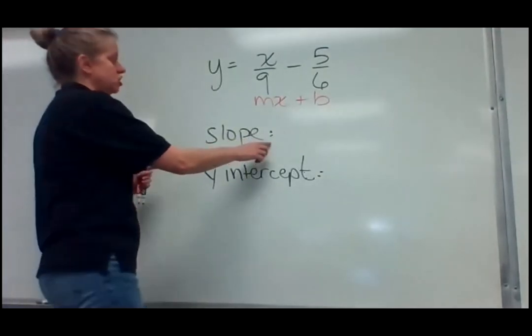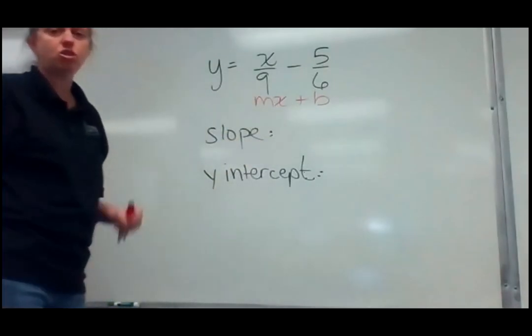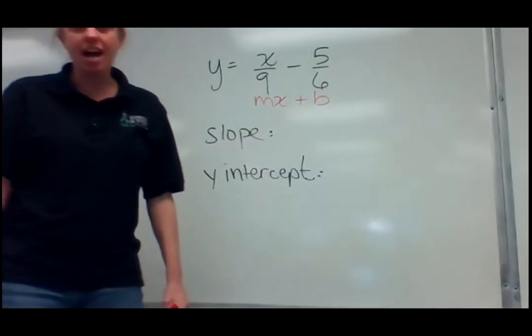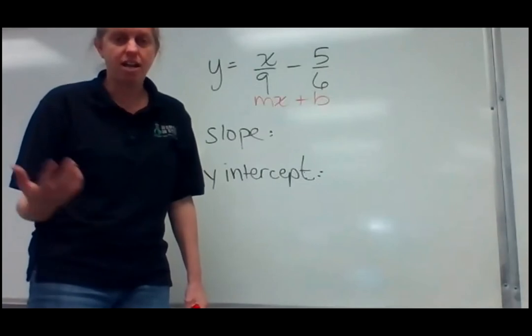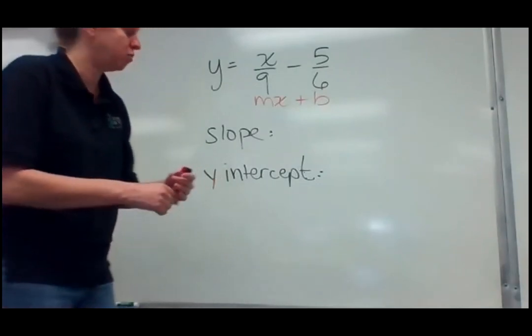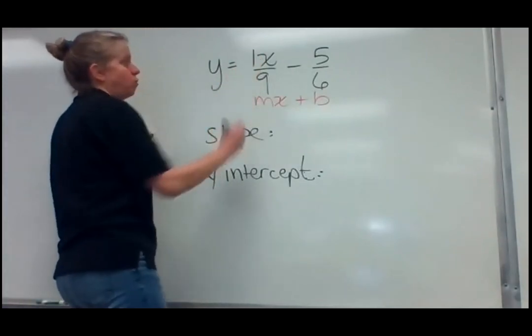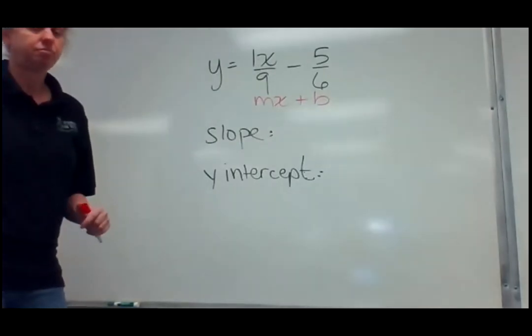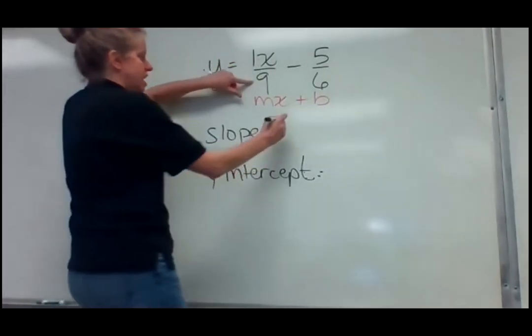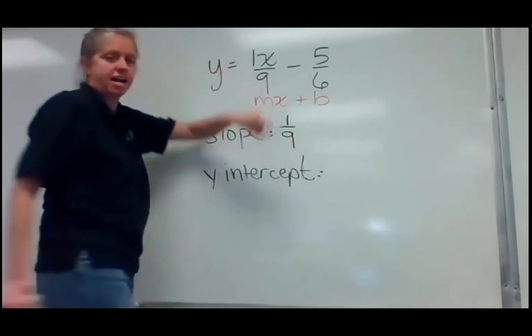So let's think. The slope is the number hooked on to the x. It's not a 9, right? It's not a 9. 9's in the bottom, which means I need to think of it as a 1 up there. So the slope of this line would be 1/9.